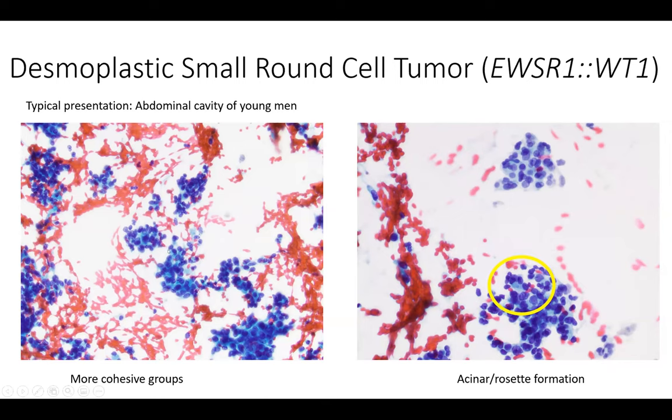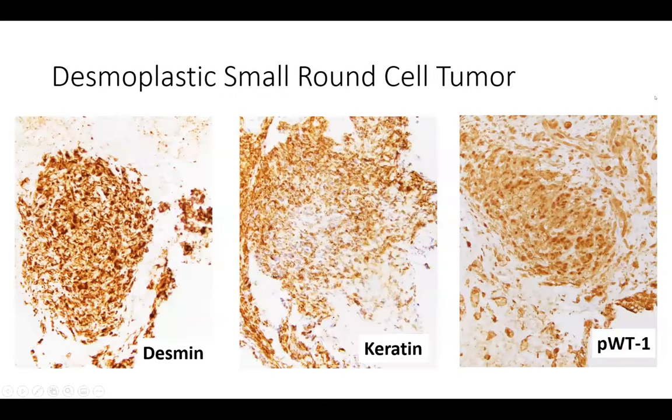And you can see here these cohesive groups, as well as sometimes you'll see hints of the desmoplastic stroma that's sampled. What's common in these is you'll see nuclear palisading, acinar or rosette formation, even in these fragments here. And that is a helpful feature to recognizing desmoplastic small round cell tumors.